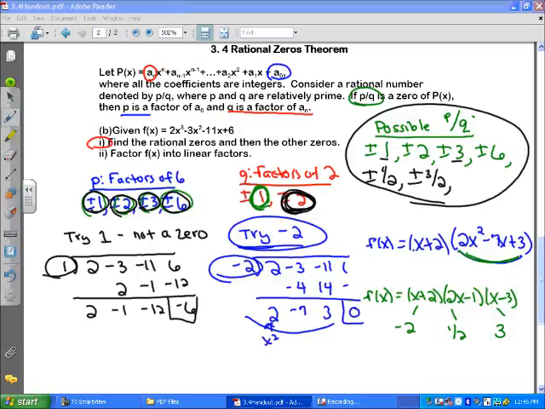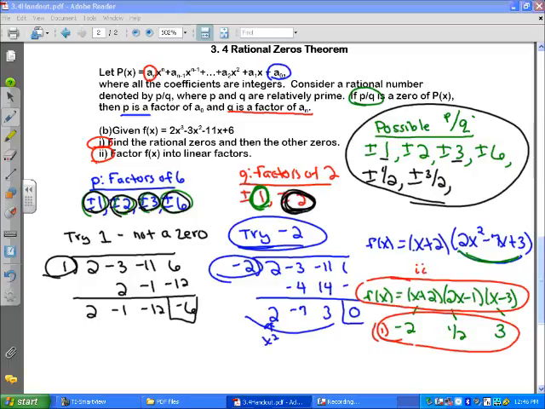Part A says find the rational zeros and all other zeros. These are all the zeros right here, and they're all rational. So this answers part 1. And then part 2, factor into linear factors. We actually did that right here. This is part 2. So this concludes this worksheet.